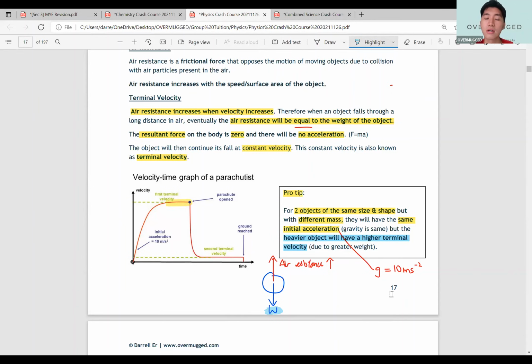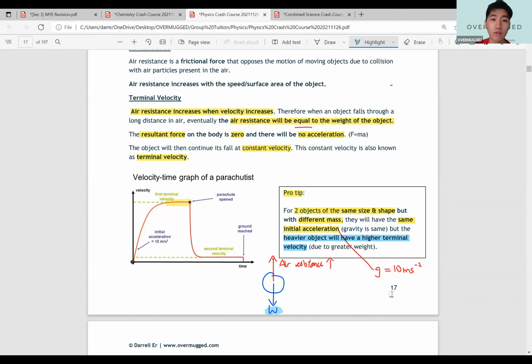I want to explain this further, but I don't have time, guys. But if anything, please write this down. Take note: two objects, same size, different mass, same initial acceleration, because same gravity. The heavier object will have higher terminal velocity due to its greater weight.